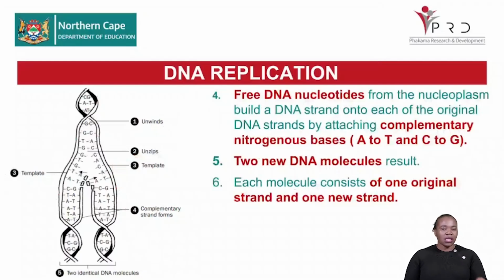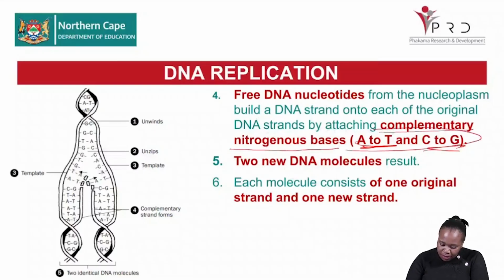What do we mean by complementary again? We mean that the nitrogenous bases of the old strands are going to pair with the correct nitrogenous base of the new strands, whereby we mean that adenine would pair with thymine and cytosine will pair with guanine. Let's have a look at that. Now, at 4, free DNA nucleotides from the nucleoplasm build a DNA strand onto each of the original DNA strands. The original DNA strands are our templates, right? by attaching complementary nitrogenous bases. That is where we are forming the complements now.